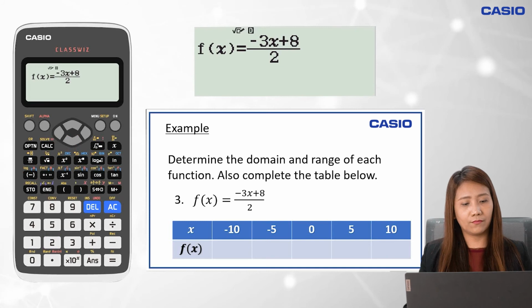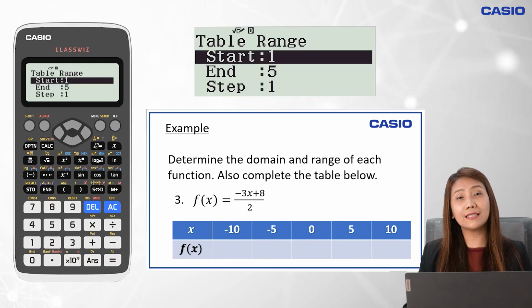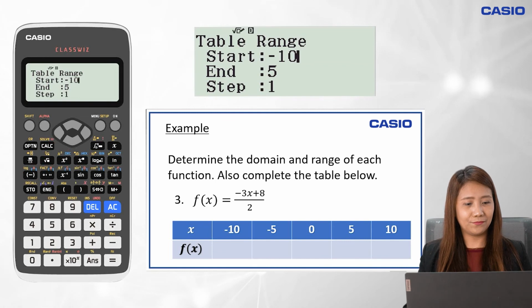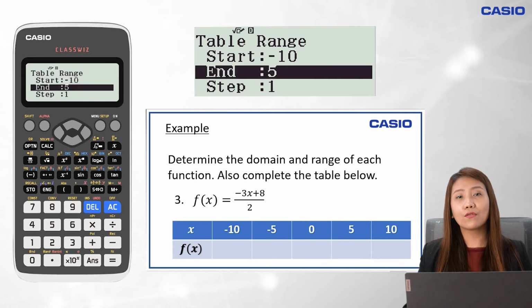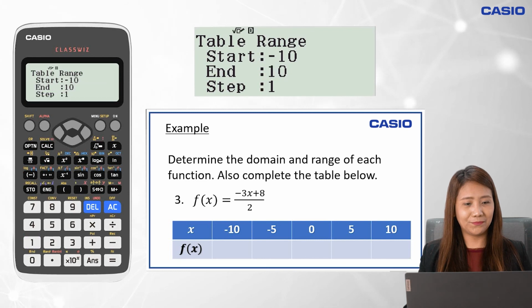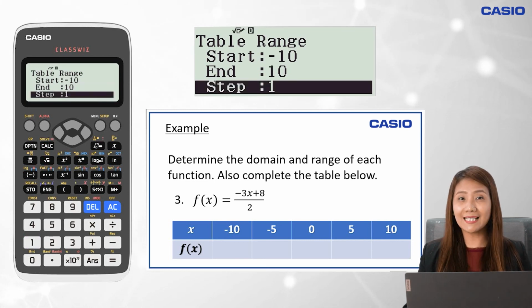For the table range, we follow the values from the given table. For start, input the first value in the table, which is -10. Then press equal sign. For the end, input the last value in the table, and that is 10, and press equal sign. Since the interval between the values of x is 5 units, then the step is 5. So input 5, then press equal sign twice.